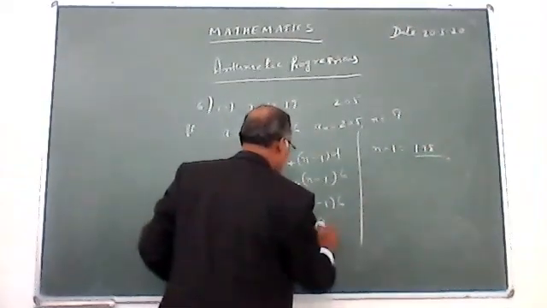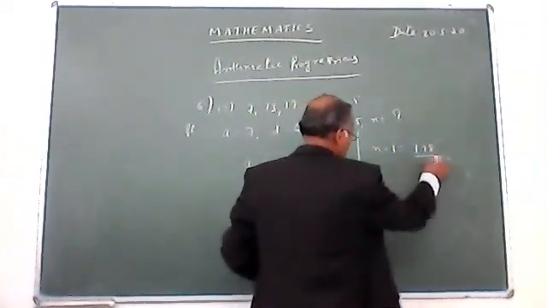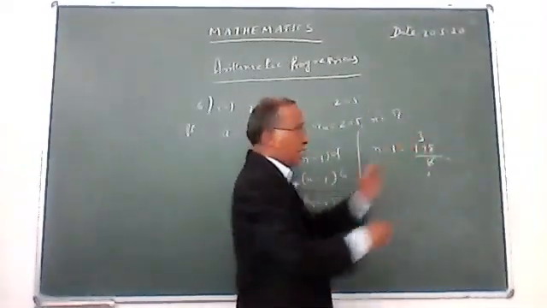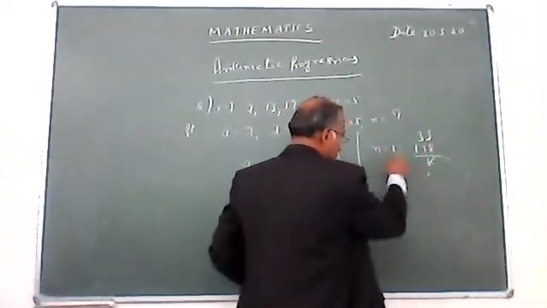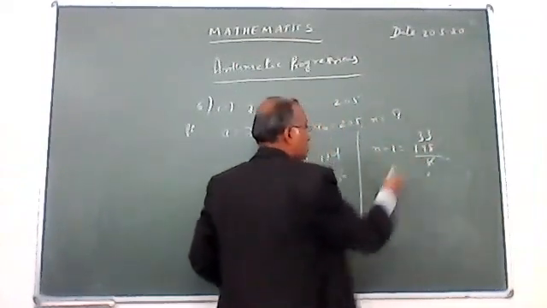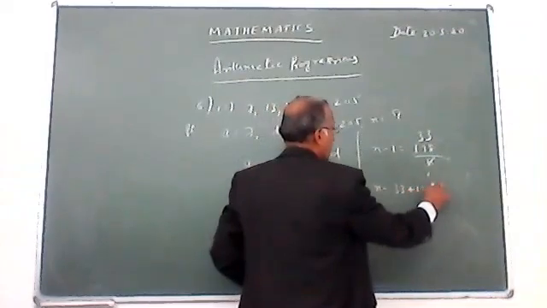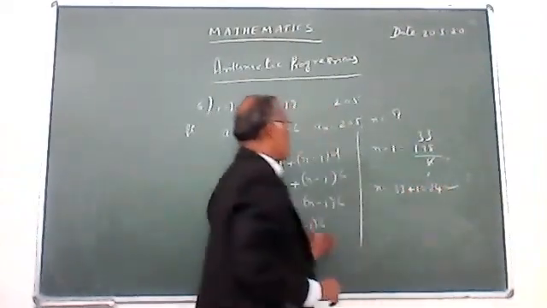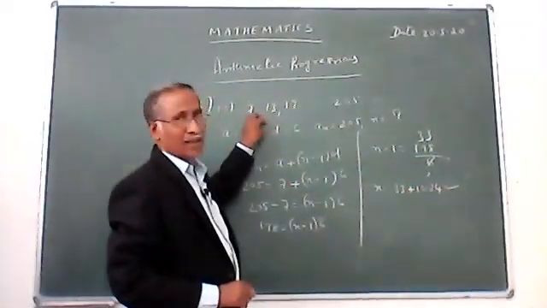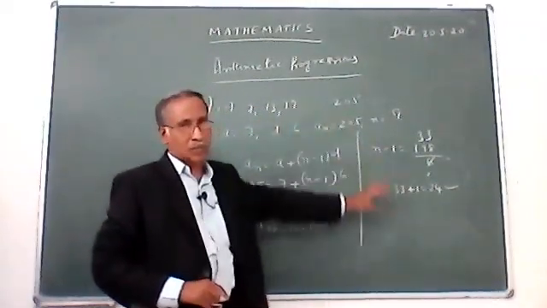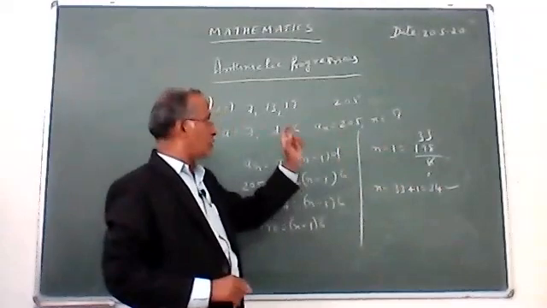So 6 ones are 6, 6 threes are 18. 1 is the remainder, 8. 6 threes are 18. N minus 1 is equal to 33. N is equal to 33 plus 1, 34. Therefore, how many terms are there in this AP? There are 34 terms. The number of terms is 34.